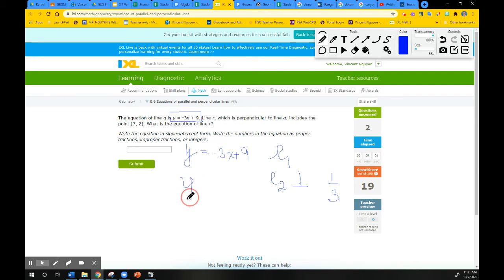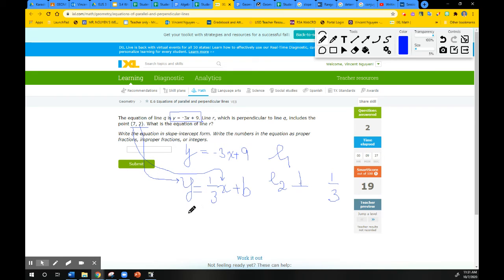So I'm going to write this. Y equals 1 over 3 x plus b. Remember, we don't have b. We have to find it, right? So we're going to take this point. We're going to put 7 in for x. And we're going to put 2 in for y. Okay, and don't be scared by those fractions.